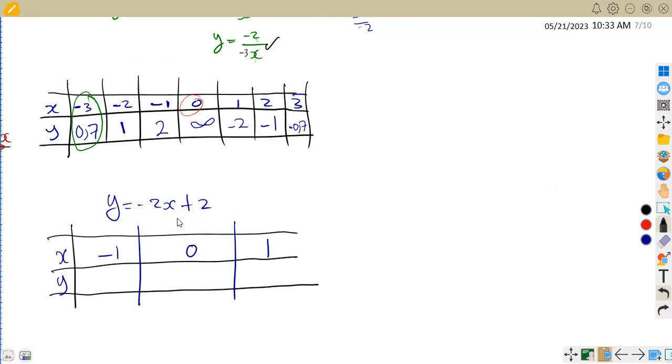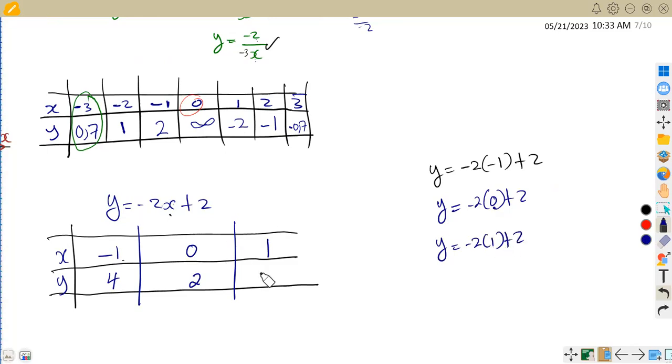So when x is -1, you substitute into this equation, y equals -2 times -1 plus 2, where x is -1. So your y is going to be 4 in this case. When x is equal to 0, you do the same thing. y equals -2 times 0 plus 2. Because x is 0, you're going to obtain 2. When x is 1, you do the same thing. y equals -2 times 1 plus 2. So y is going to be 0.